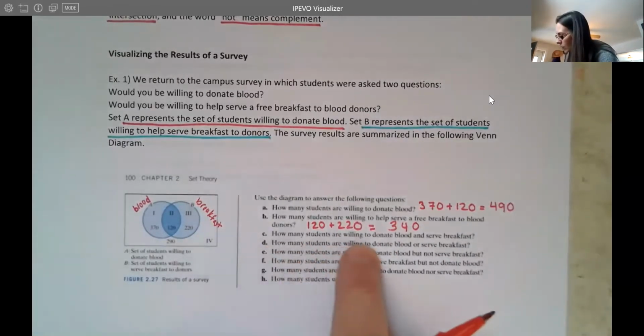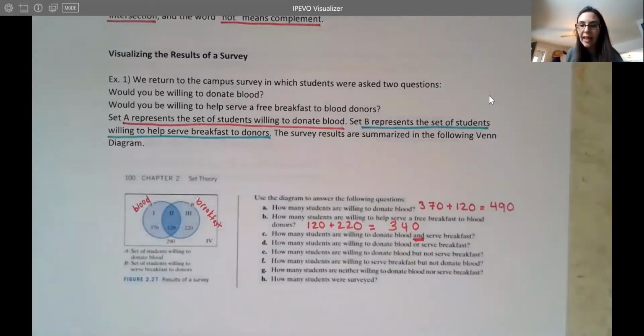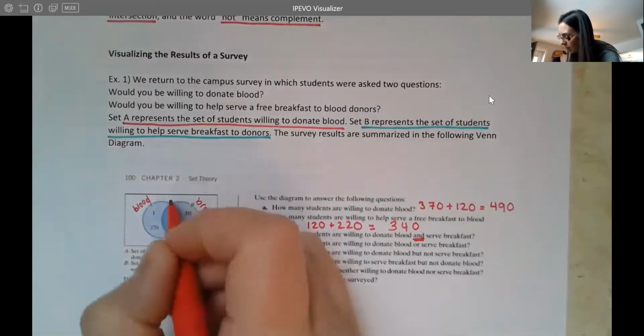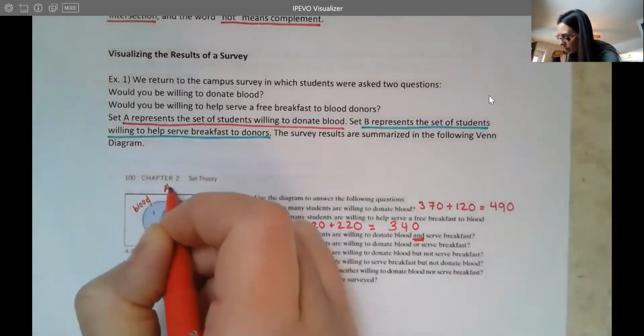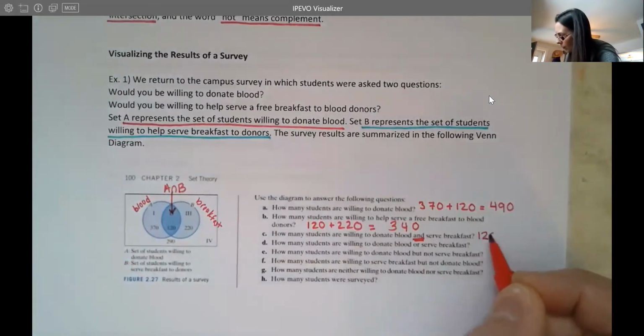How many students are willing to donate blood and serve breakfast? Now here's your and word. And means intersection. So these people are going to be in both groups. So they're going to be that middle piece, that intersection piece. So they're donating blood and they're serving breakfast. So that's this group right here. So that right there, that's your intersection. So we have 120 students who are willing to do both.